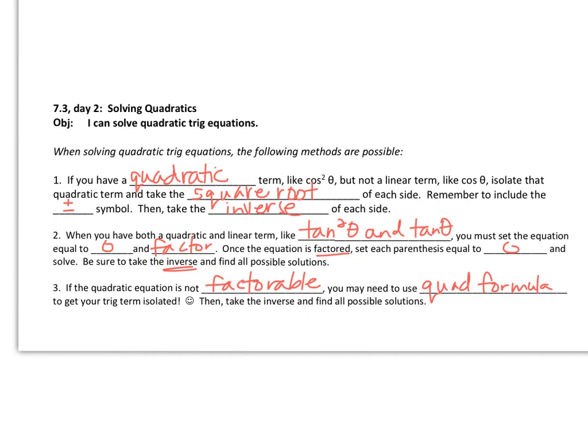In step 3, if by chance the quadratic is not factorable, you'd have to use the quadratic formula to figure out what you're going to take the inverse of. I think the problems that I give you are all factorable though, so we really hopefully don't have to worry about using this step 3.